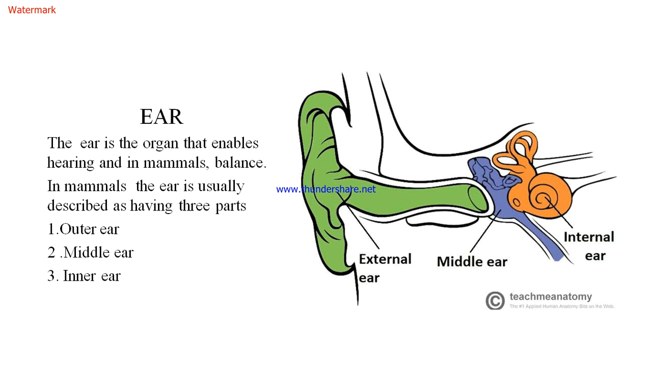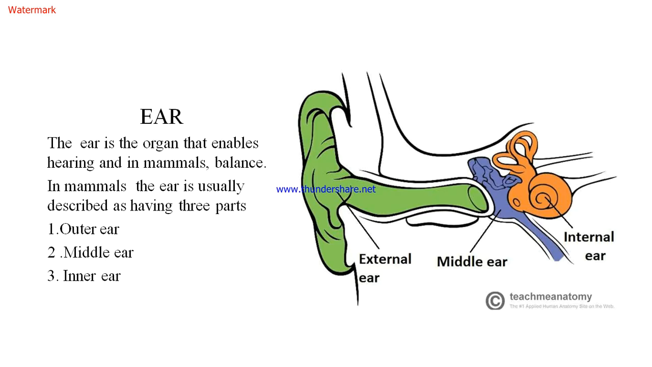Another one of the sensory organs is the ear. The ear is the organ that enables hearing and, in mammals, balancing. The ear is a very important organ of hearing.